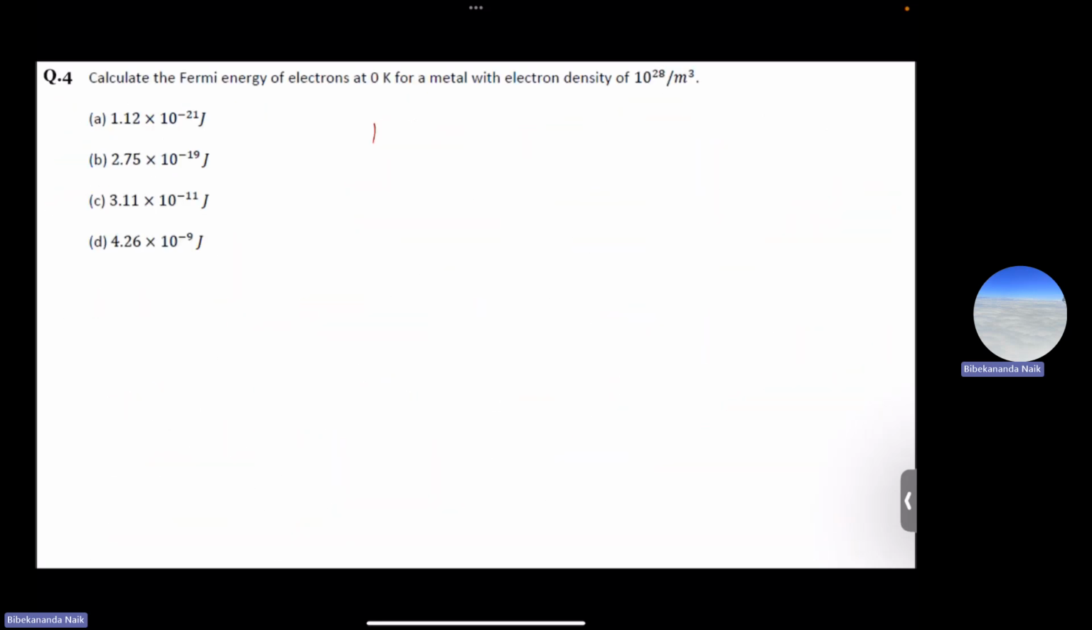In the question, it is given: calculate the Fermi energy of electrons at 0 K for a metal with electron density of 10 to the power 28 per meter cube. In that expression, if we put the value of N, we can easily calculate the Fermi energy. From the formula we just derived, EF equals h square by 2m into 3n by 8 pi to the power 2 by 3. This is nothing but EF0.